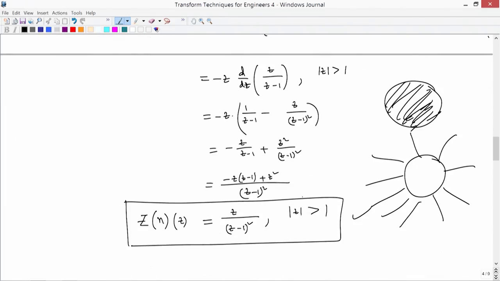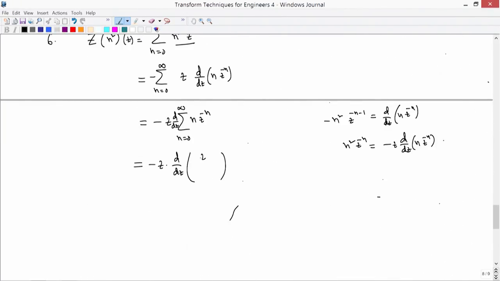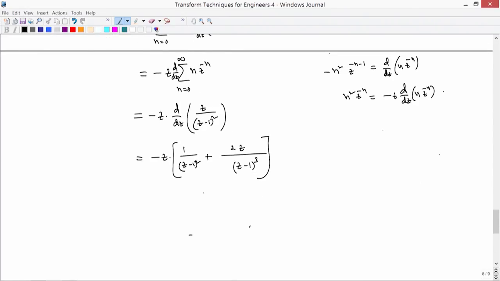This is what we have done earlier, z by z minus 1 whole square. If you differentiate with respect to z, you get 1 by z minus 1 whole square, and then you differentiate the z here, and you have a cube, 2z by z minus 1 cube. You are differentiating the cube, and you have this 4, and this is 0, and you have a 2z minus 1. So this gets cancelled with this, so you have 3. So 2z by z minus 1 cube is the derivative.